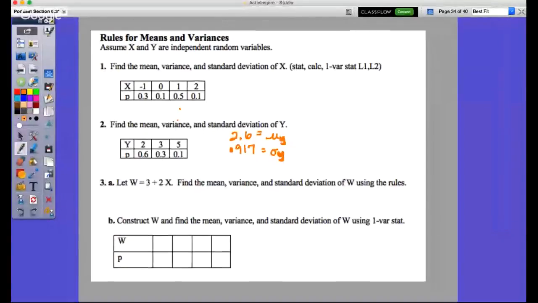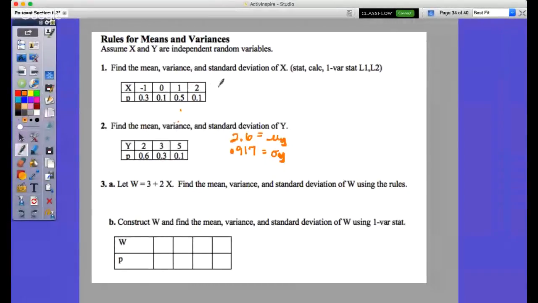We're going to get started here with how I use my calculator on the rules of means and variance. Hopefully I printed these out for you, so go ahead and find these there. Before I show how to plug this in, take out your calculators and make sure that you go to the stat edit. All right, we're going to do some of these together.